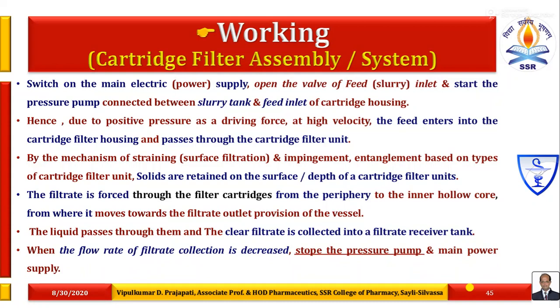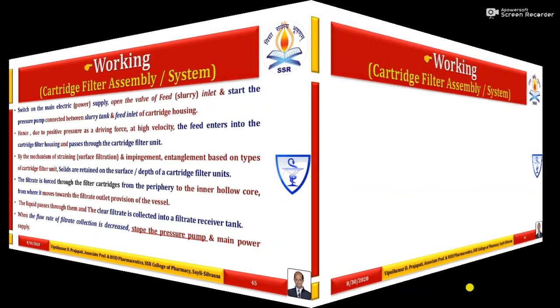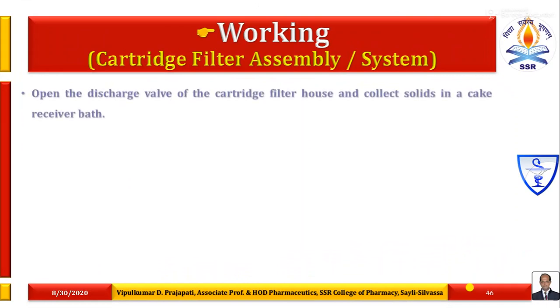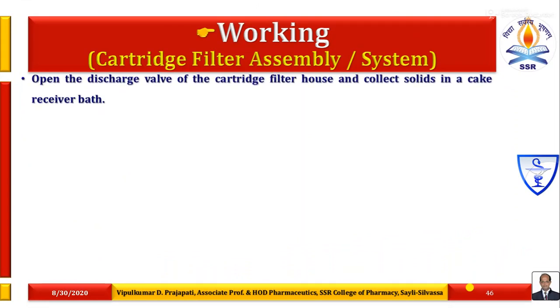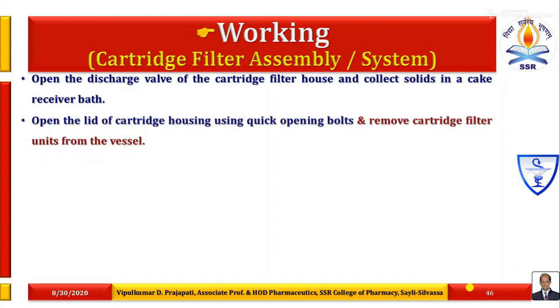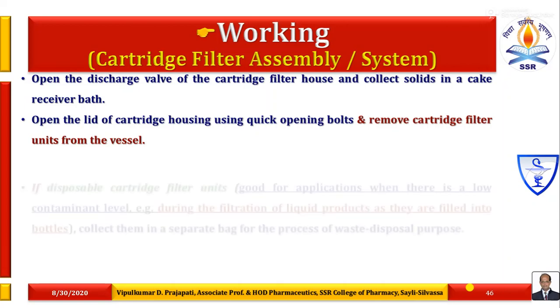When the flow rate of filtrate collection decreases, stop the pressure pump and main power supply. Open the discharge valve of the cartridge filter housing and collect solids in a cake receiver bath. Open the lid of the cartridge housing using quick opening bolts and remove the cartridge filter units from the vessel.